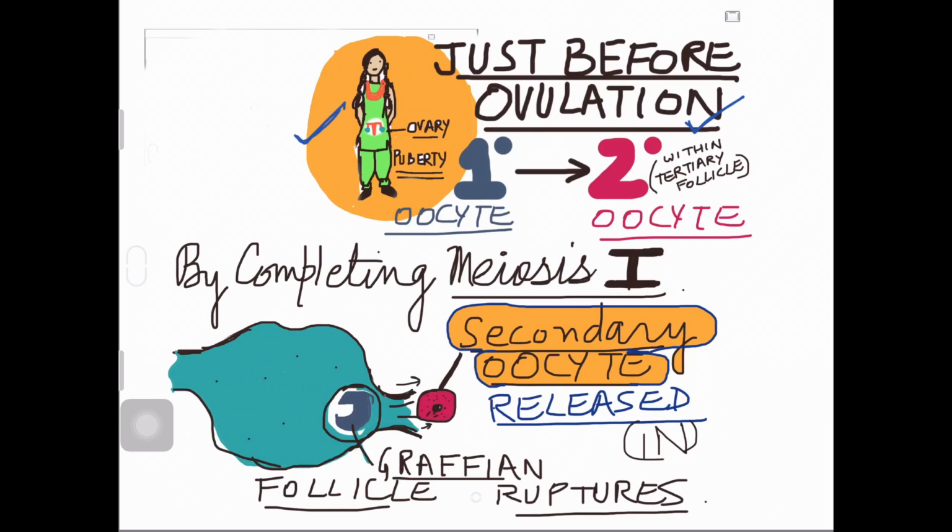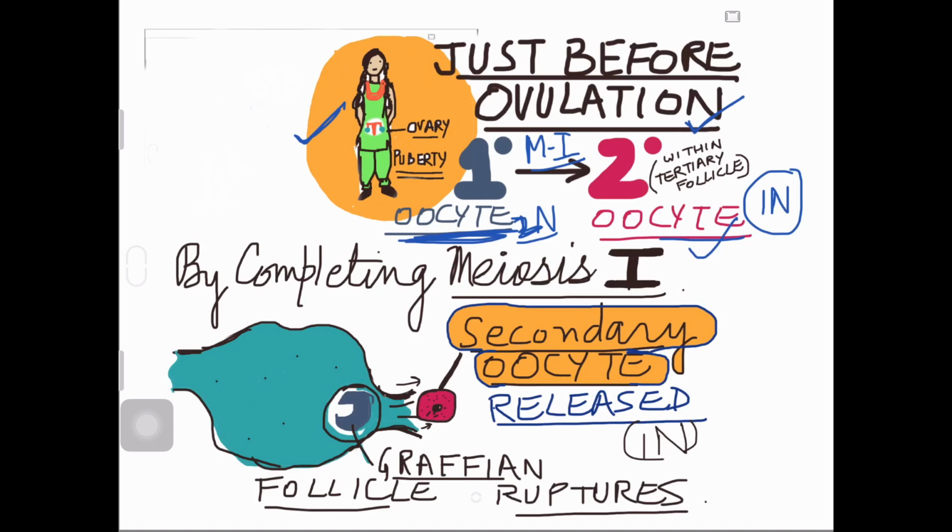So just before ovulation, during puberty time, in the girl child, what happens? The primary oocyte, 2N in nature, gets converted into the secondary oocyte. The nature is diploid, haploid here. This is a haploid. This was diploid. So it is a reductional division which has occurred here, and that is meiosis first, which has got completed here. And this occurs just before ovulation. Secondary oocyte is formed within the tertiary follicle, you can say.